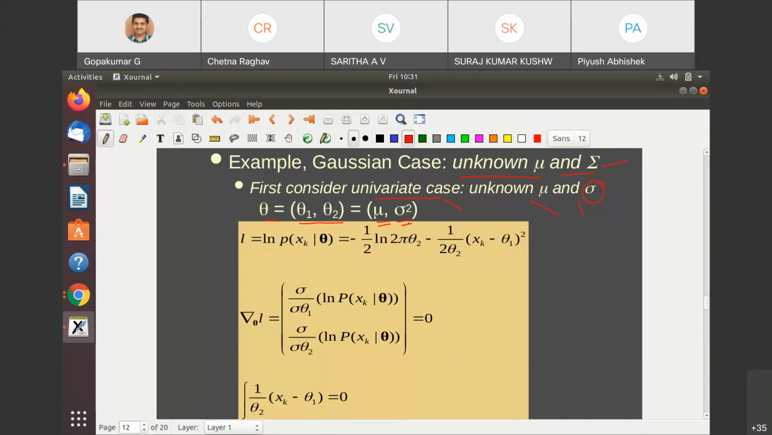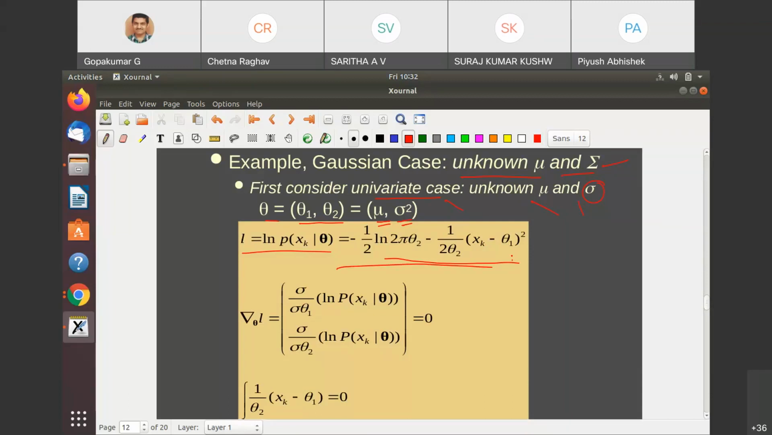So again, the analysis remains the same. We define the log likelihood function, ln p of x given theta, and substitute theta 1 and theta 2 instead of mu and sigma square. Taking the logarithm, you get an equation of this kind, which is similar to the earlier equation. Earlier we had xk minus mu, transpose, into sigma inverse, into xk minus mu. Here instead of the covariance matrix you get an equation of this kind.